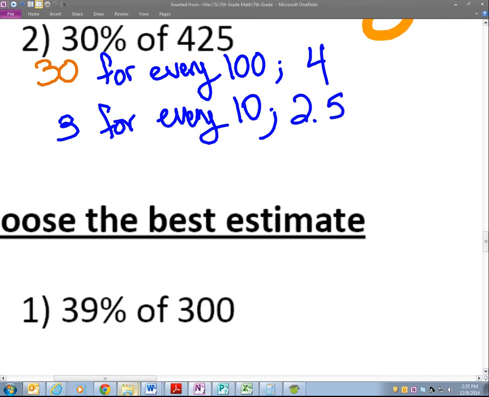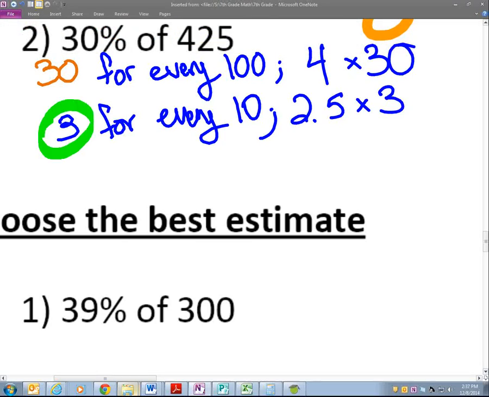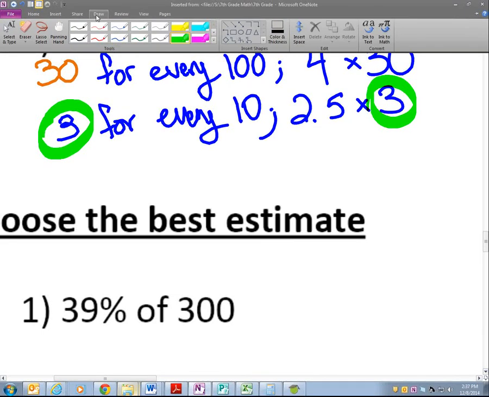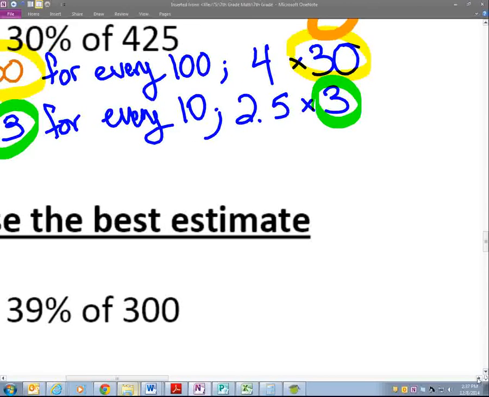So we have 4 hundreds. And this says we need to do 30. We have 2.5 10s, which is just 3. And where am I getting these? This number is going here. Then we have 30 for every 100. That goes there. That's just putting those into different ways.